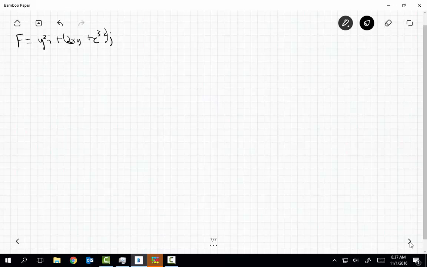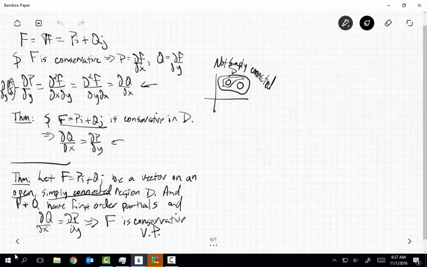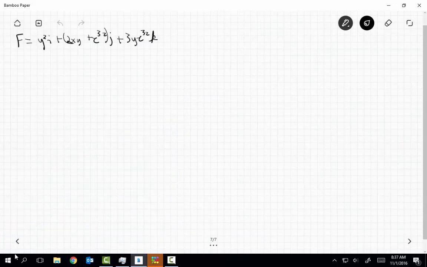These are so much fun. I love these. But they're a little tricky. Now, I'm not going to lie to you. Plus 3y e to the 3z k, okay? Now, we got ourselves a little bit of a problem. This is a three-dimensional vector field, and if you notice, these theorems only work with two-dimensional vector fields, right? So I want to try and show that this vector field is conservative. Now, what does it mean to be conservative?